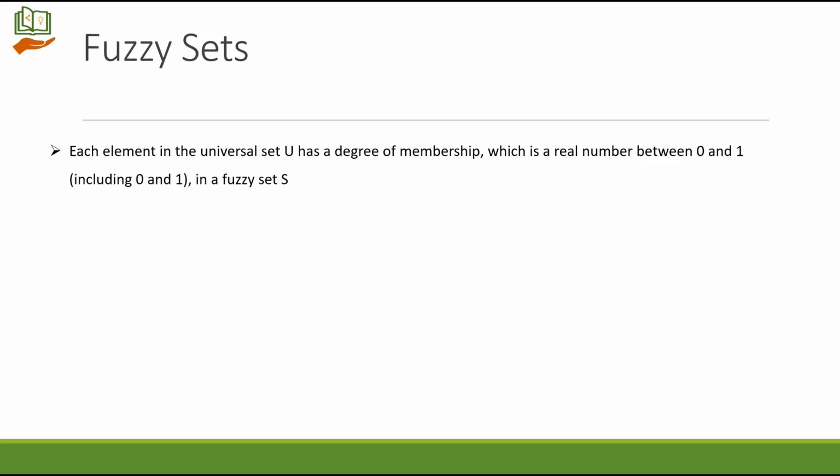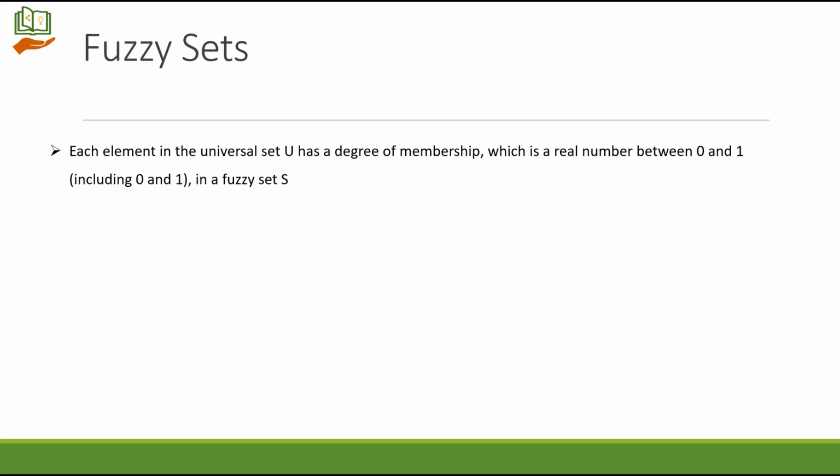Now we will look at fuzzy sets. Each element in the universal set has a degree of membership, which is a real number between 0 and 1, including 0 and 1, in a fuzzy set. If you take a normal set, you have two options: the element is either present in the set or absent in the set.